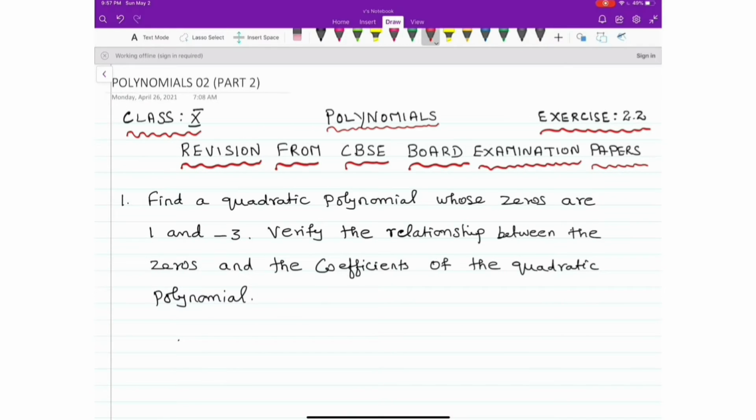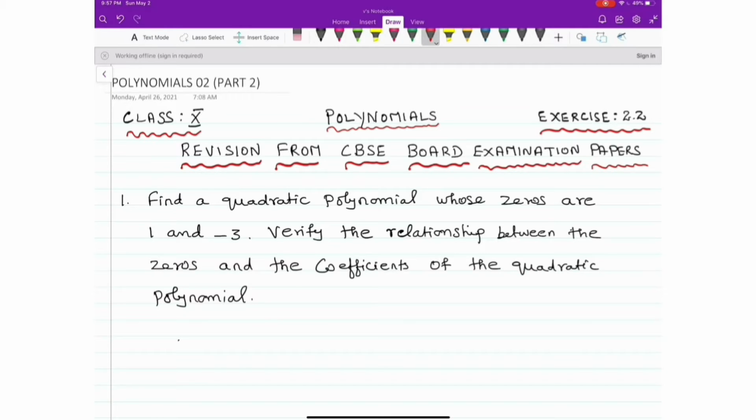Namaste and welcome. In today's session, I will be working out some more questions based on a very important concept: how to find a quadratic polynomial when its zeros are given, as well as how to verify the relationship between the zeros and the coefficients of the quadratic polynomial from previous year's CBSE board examination question papers.